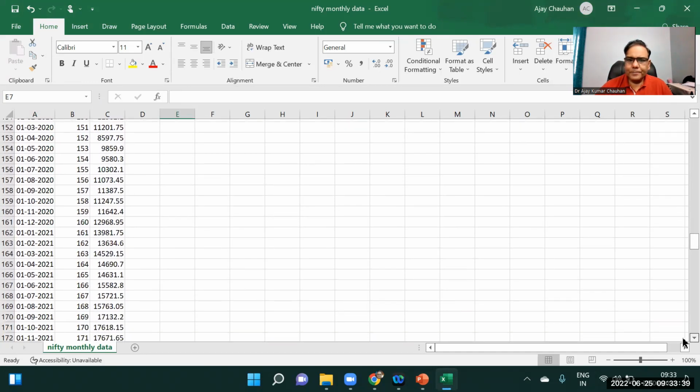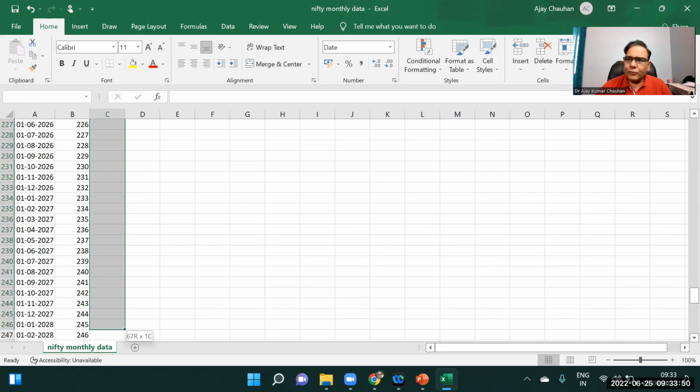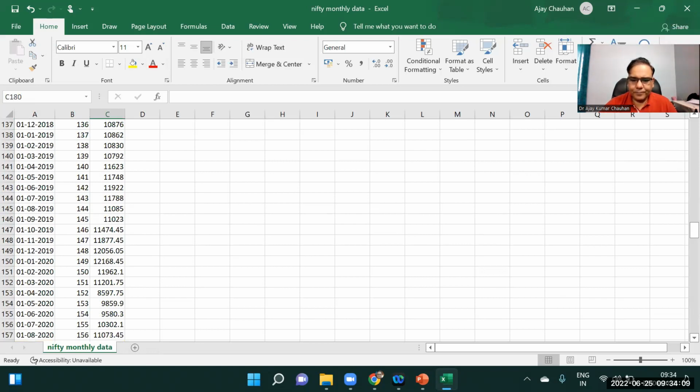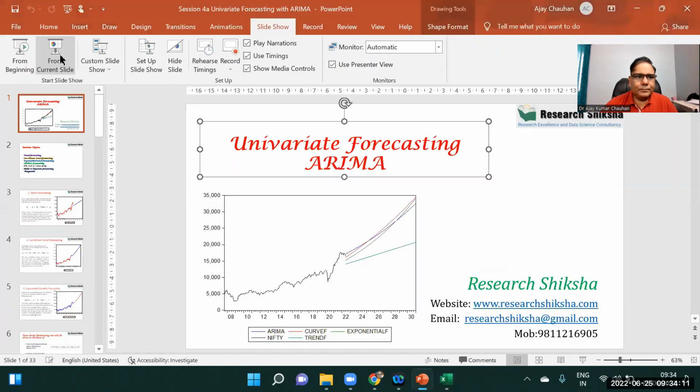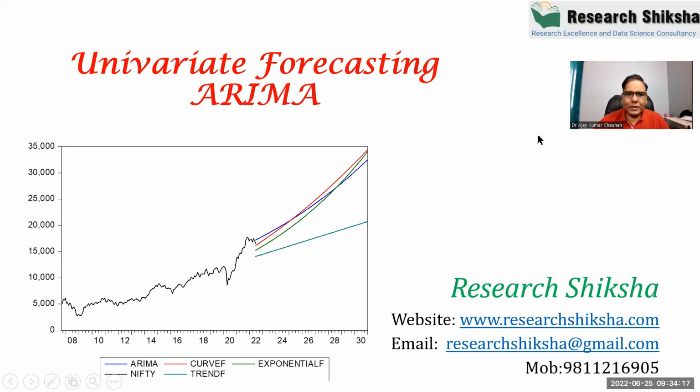Here you can see that data is collected up to June 22 and the rest of the time is for forecasting. So this time we keep for forecasting purpose. I want to forecast the value of Nifty till December 2030. So on this data set, we are going to work. Theory is less in today's session, practical is more.